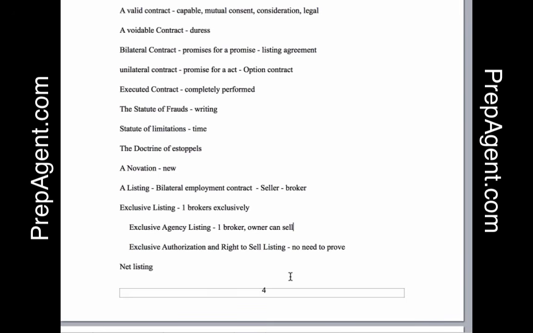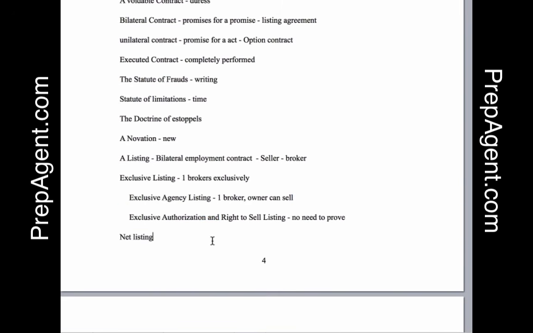Okay. Net listing, which is illegal in most states, is what? That's if you agree with the seller to sell the home at a specific price, and then any amount of money that you get above that price, the broker gets to keep. Why is that a horrible idea? Borderline illegal. In most states, not just horrible, it's sometimes not even allowed. It creates an opportunity for a secret profit.